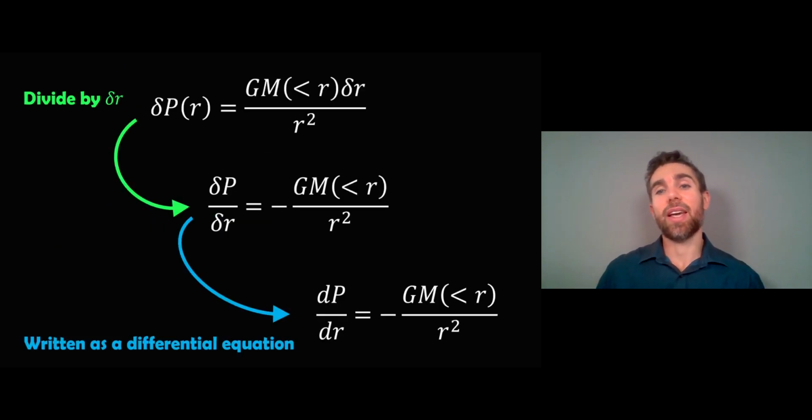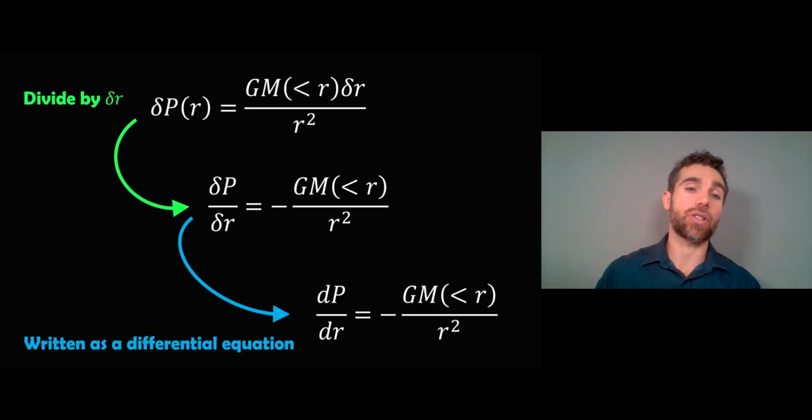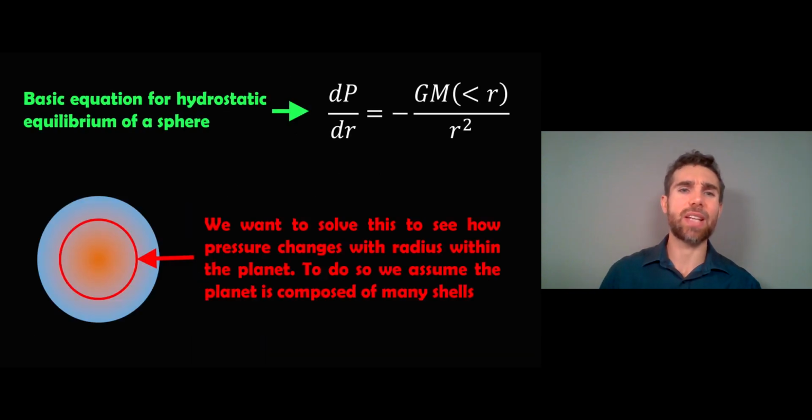Now what we can do is move the delta R across to the left-hand side by dividing it all by delta R, and then we have this expression in the middle. Now, if we assume that delta R and delta P are going to be very, very small, so almost infinitely small, we can write that in the form of a differential equation, which is given at the bottom there. So now we've got a differential equation at the bottom. And this is going to be our basic equation for hydrostatic equilibrium of a sphere. And that's useful for a variety of things, not just planets. So we've got this equation for hydrostatic equilibrium.